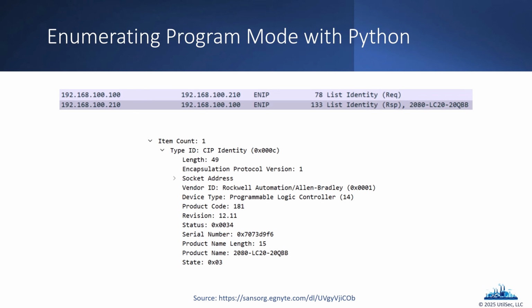And here's what it looks like if we're looking at that traffic in Wireshark and what that request looks like. Remember, we issue that request, and you can see it's called list identity request. And then we can see the response, which is everything that we just saw displayed in that Nmap scan. But that's actually the data that comes across in the packet.